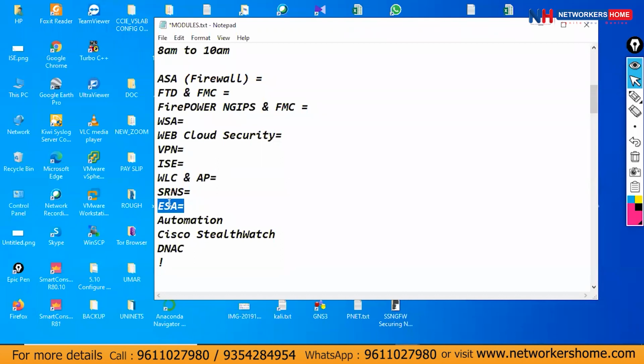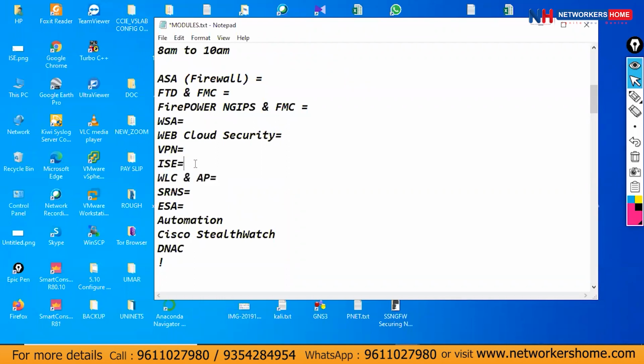ESA, like email exchanging, that part you'll have. Some part from routing and switching you'll also have, for sure. WLC and AP, WLC part, AP part will also be there. Some wireless touch will be there.